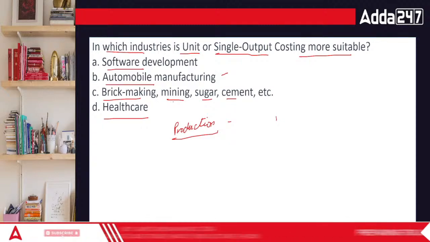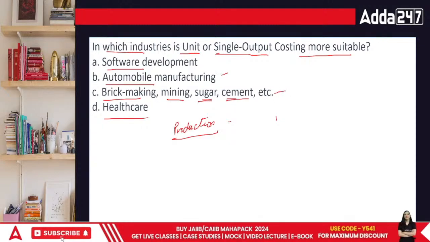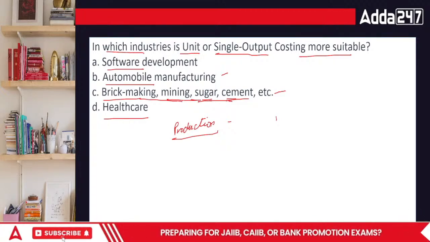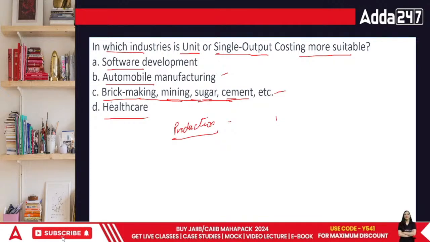Then brick making, mining, sugar and cement. This is where it would definitely be the same. In terms of sugar making and mining, the process remains the same, no matter how many years have gone by. And then we have healthcare, everyone.